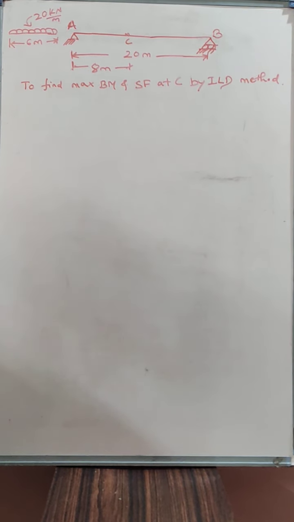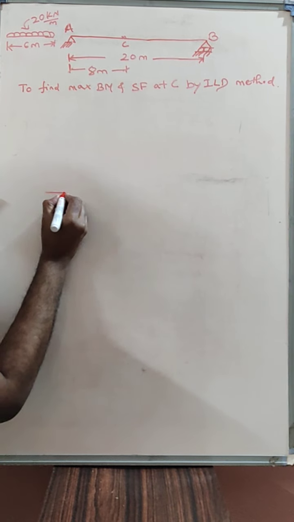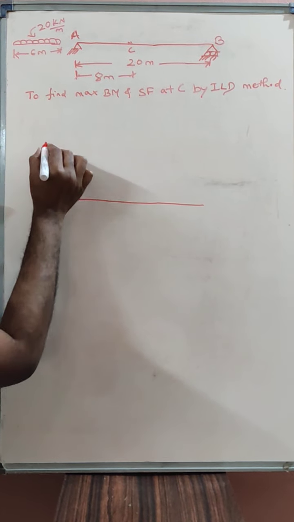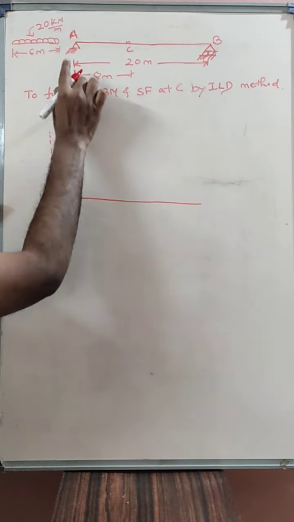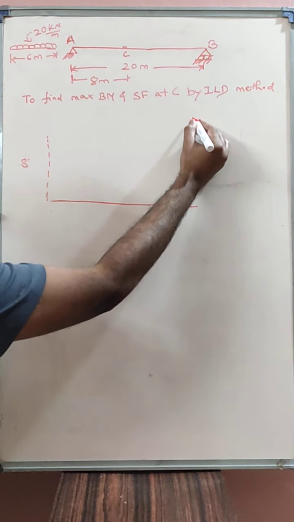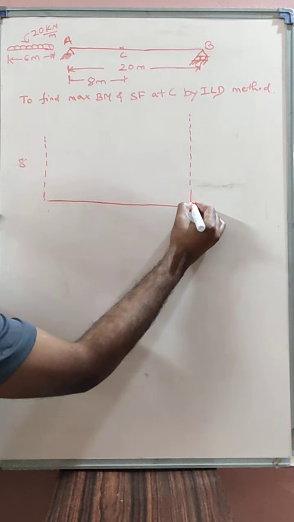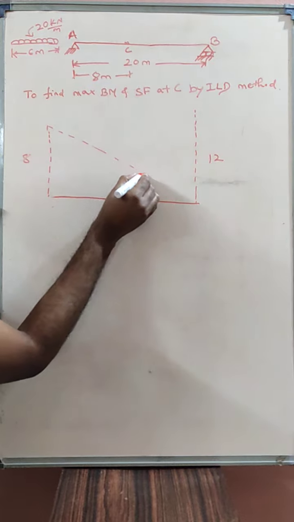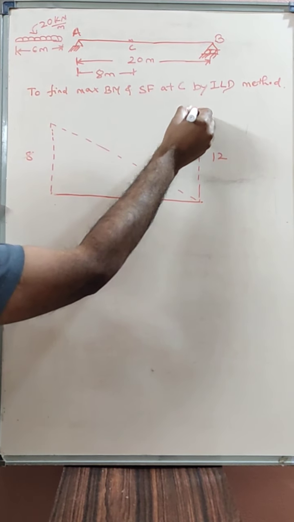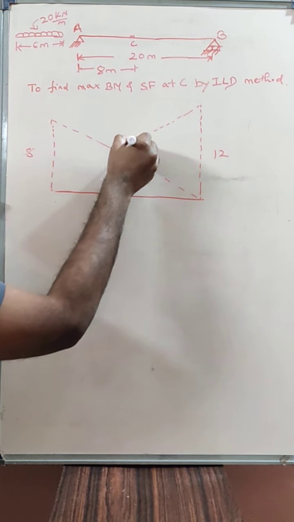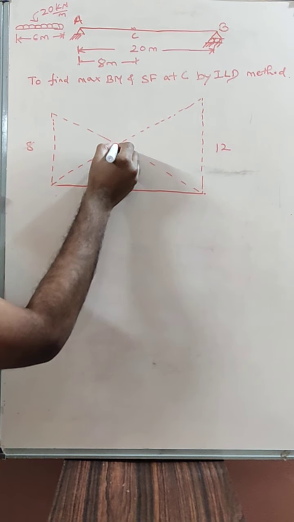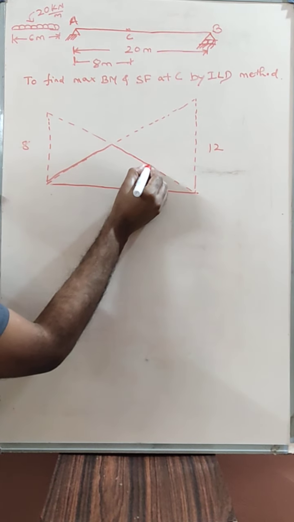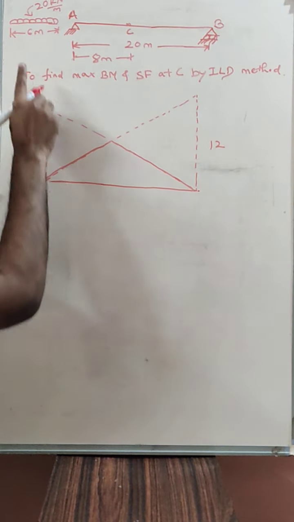For that, again the same good old method of drawing the influence line diagram. That means draw a horizontal line of 20 meters, erect here AC 8 meters and erect here 12 meters, and join this. This is what we have been doing, and I hope there is no confusion whatsoever. So this is your influence line diagram for bending moment at that particular section where we want to find out maximum bending moment due to the moving UDL.